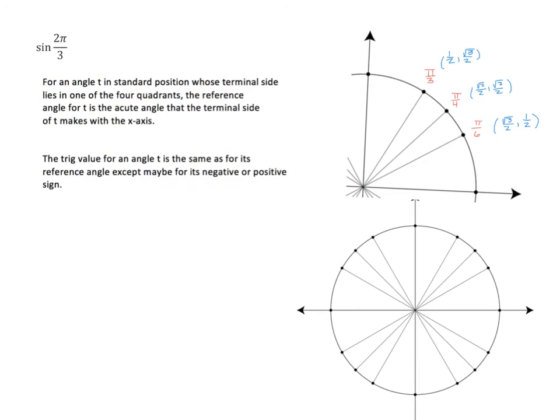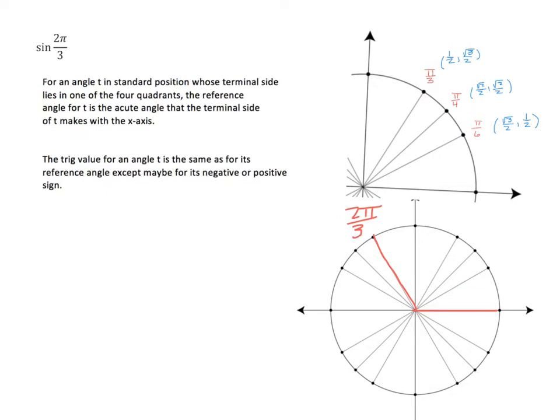For this example, we're going to use the idea of our reference angle. So we want the sine of 2 pi over 3. Let's just go ahead and put that on the unit circle. Initial side on the positive x, and this is the angle 2 pi over 3. All right, let's look at the definition of a reference angle.